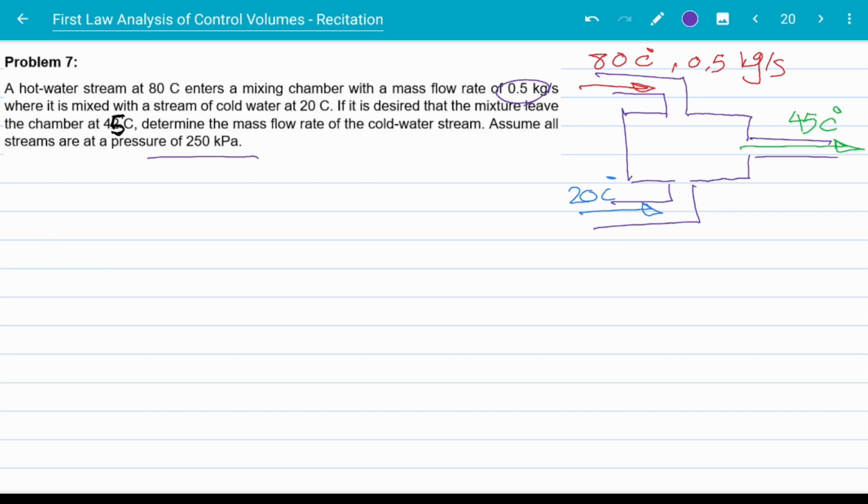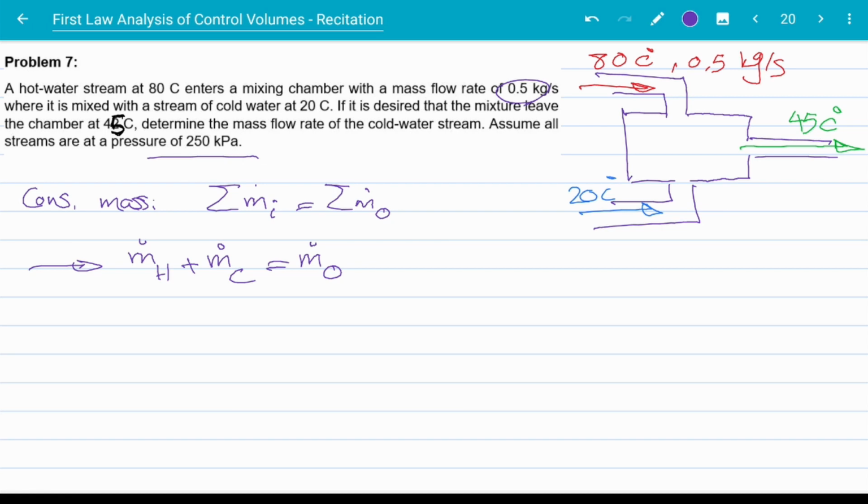So first things first, we are going to check the conservation of mass. It says that all the streams coming in are equal to all the streams going out. So our streams coming in are the m dot of hot water plus the m dot of cold water, and what goes out is the m dot going out. So this is the equation that we get from the conservation of mass. We know a value for m dot h, but we don't know anything about m dot c. So let's keep it like this for now.